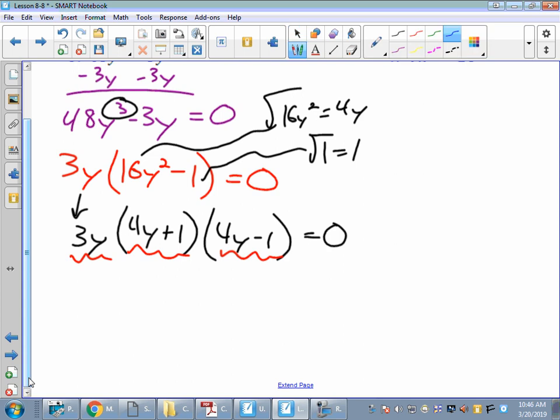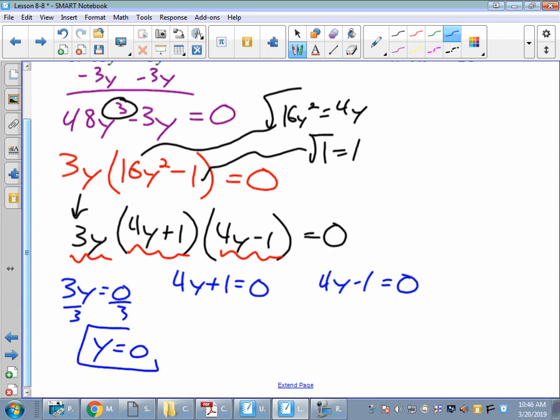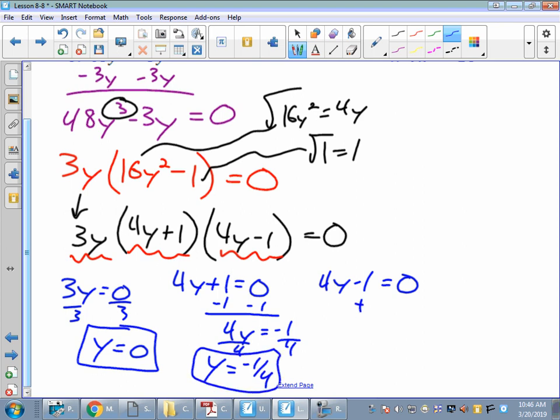So the first one, we're going to go 3y equals 0. Over here, I would go 4y plus 1 equals 0. And then I'd have 4y minus 1 equals 0. So let's go ahead and solve these. On this one, I would just have to divide by 3, so y would equal 0. Over here, I'd have to subtract 1 first, then divide by 4, so I'd have y equals negative 1/4. And on this one, I'd have to add 1 to each side first, and then divide by 4 to get y equals a positive 1/4.